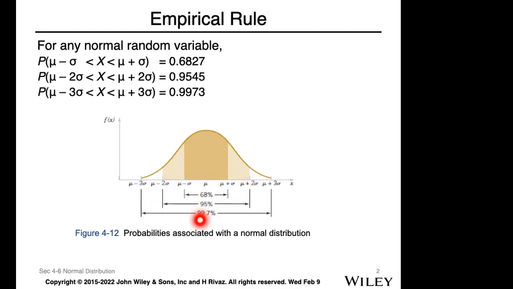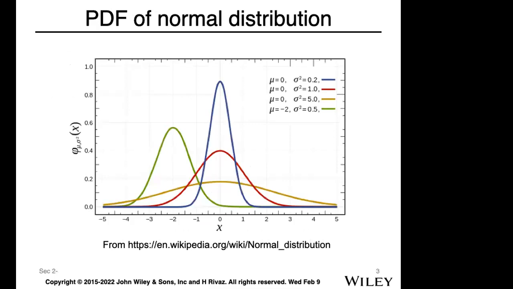And there's a 99.7% chance, a very, very high chance, that my random variable is between mu plus minus 3 sigma, right? So if you have a normal distribution, almost certainly your random variable is between mu plus minus 3 sigma, right? Because 99.7% is a very, very large probability, right? So this is how the distribution looks like.